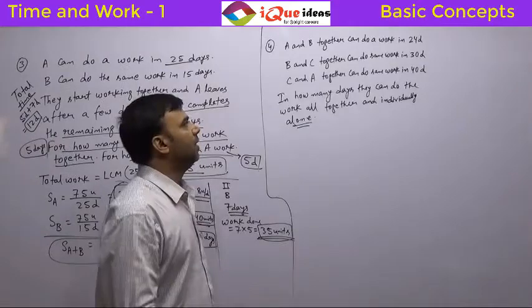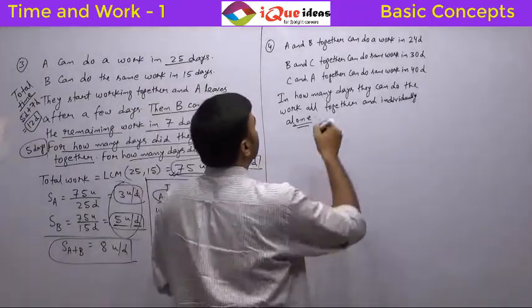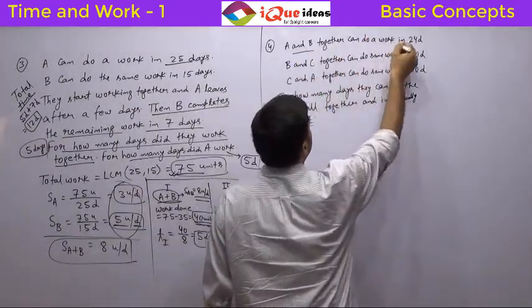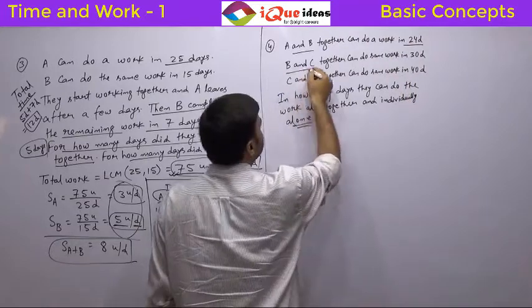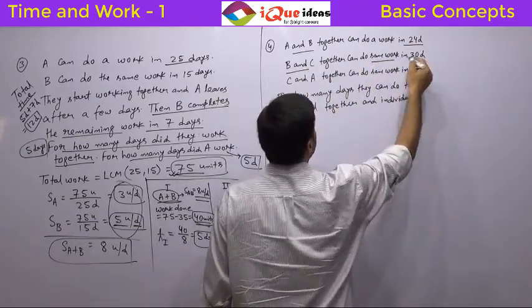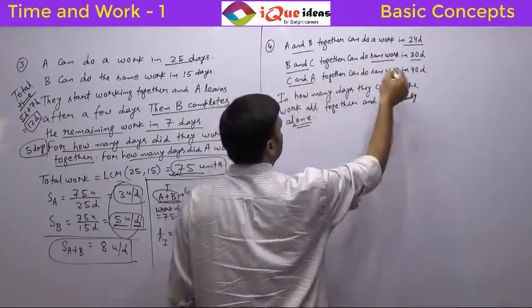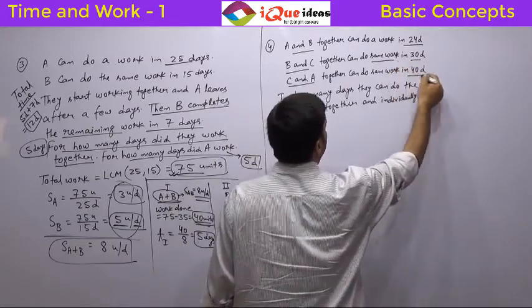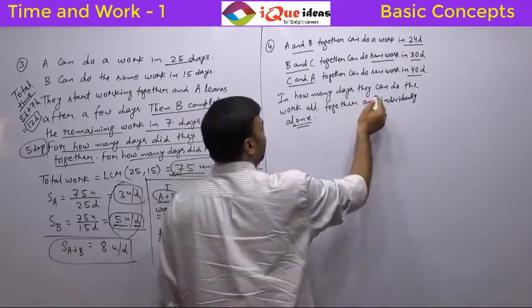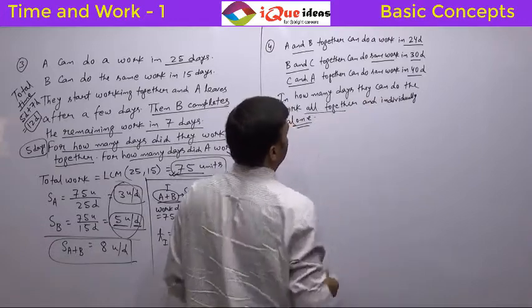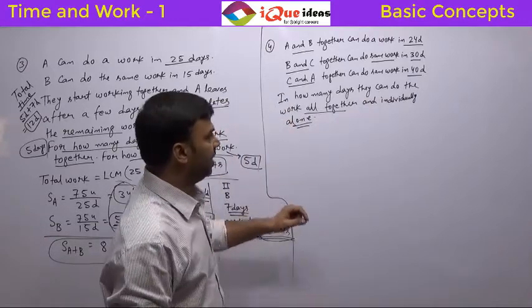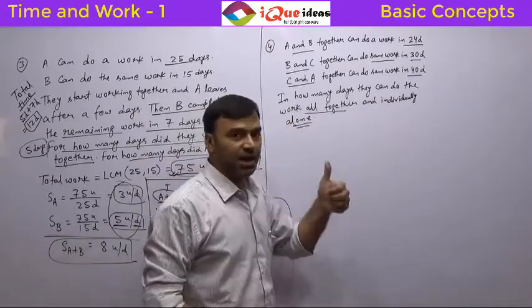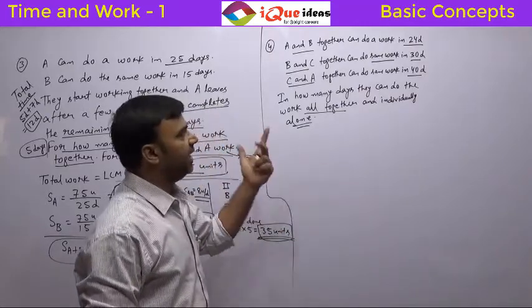Alright. Now this question says A and B together can do a work in 24 days. B and C together can do the same work in 30 days. C and A together can do the same work in 40 days. In how many days can they do the work all together? So the time taken by ABC altogether. Then individually alone, that is time taken by A, time taken by B, and time taken by C.